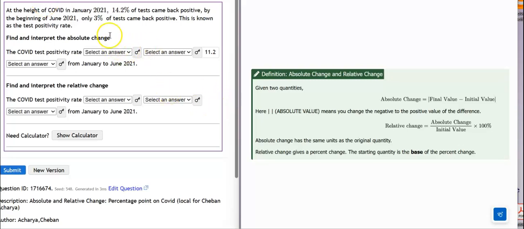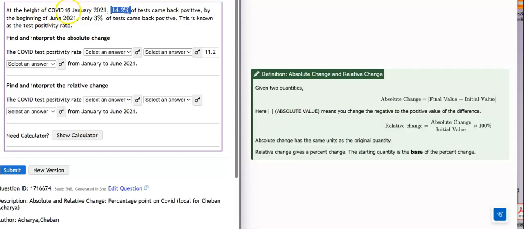So in this question, we're going to find the two types of changes and interpretation of those changes. One is absolute changes, the other one is relative changes. Notice that absolute change is going to be just how much changes from final value to initial value, but the relative changes is changes as a percentage. So two different things. But you have to be careful here. The value here is already in the percentage.